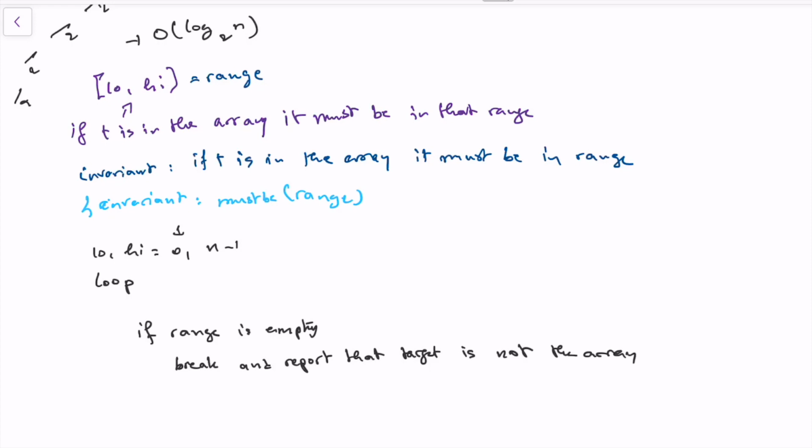And the invariant that I mentioned earlier, let's just write that here. That's the usual way you write an invariant, next to the loop. And so the invariant of this loop is that the value target, if it's in the array, must be in that range, which is low, high.